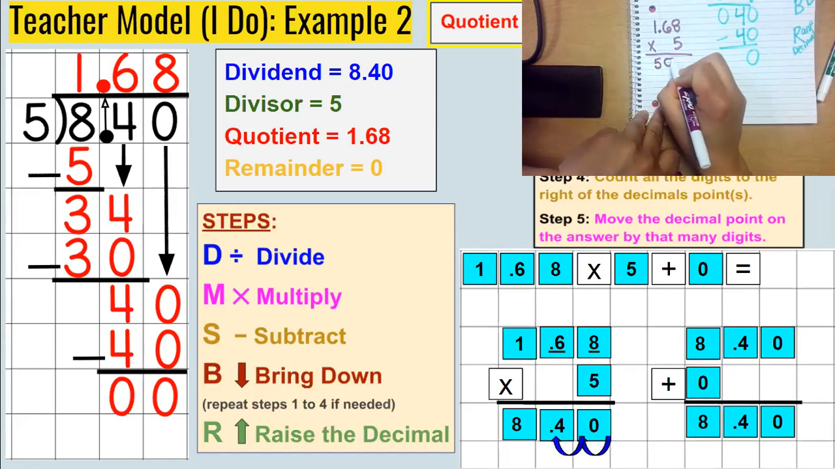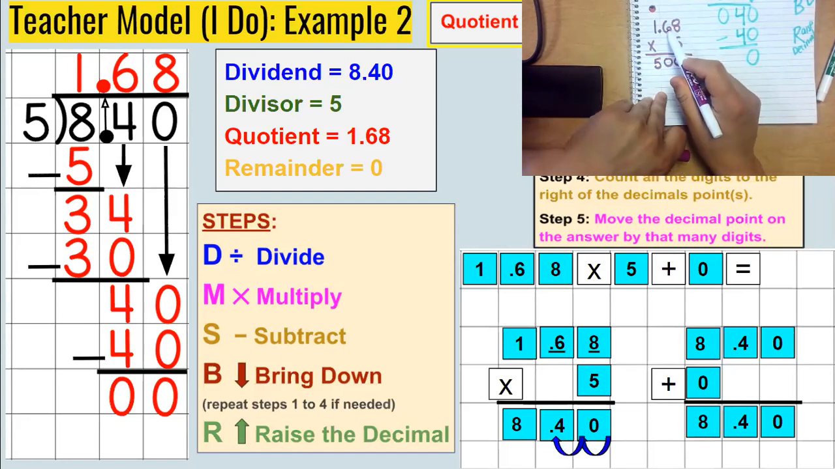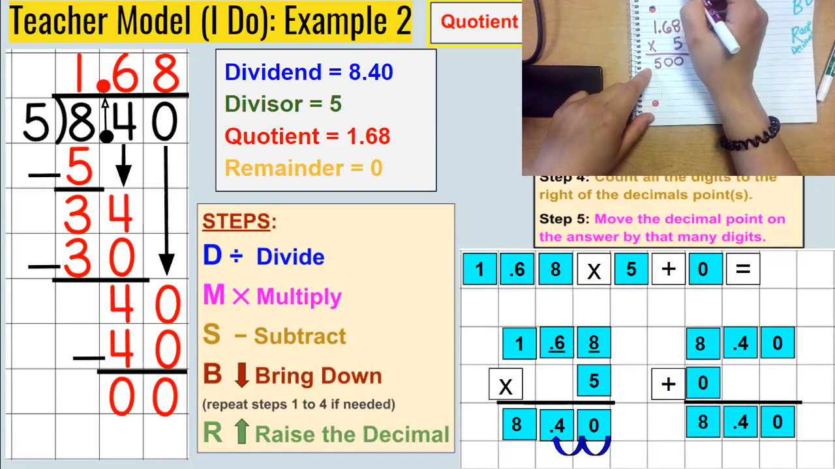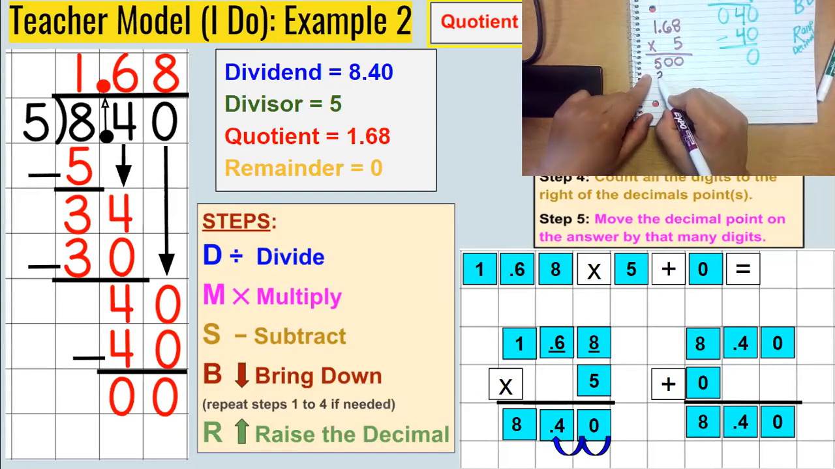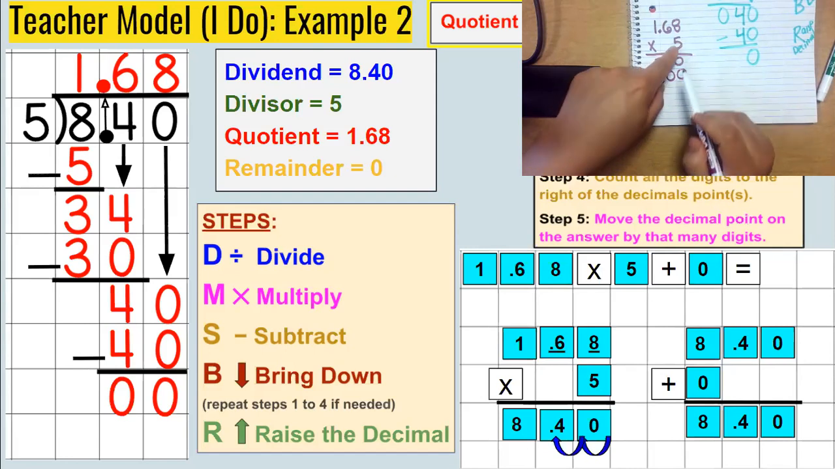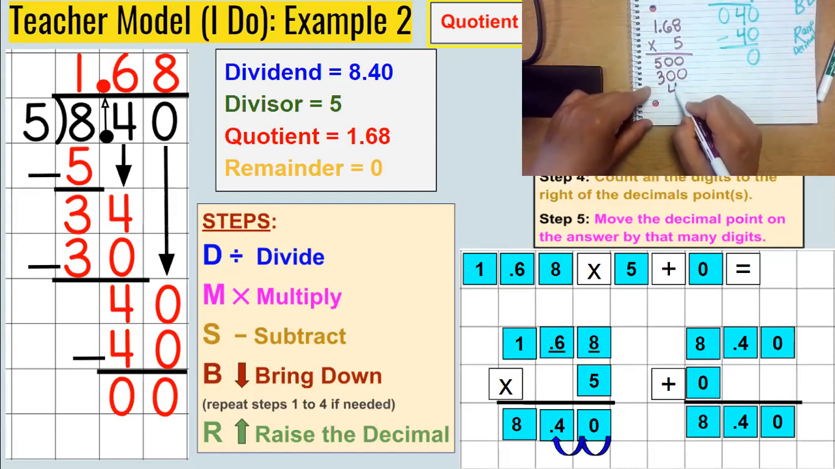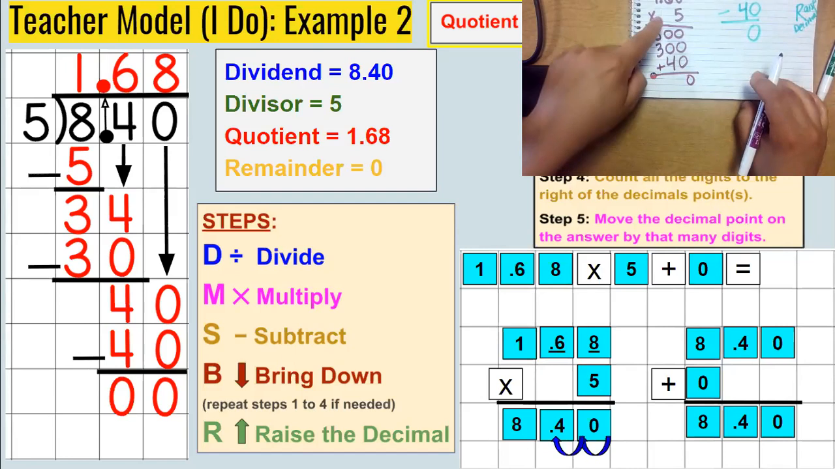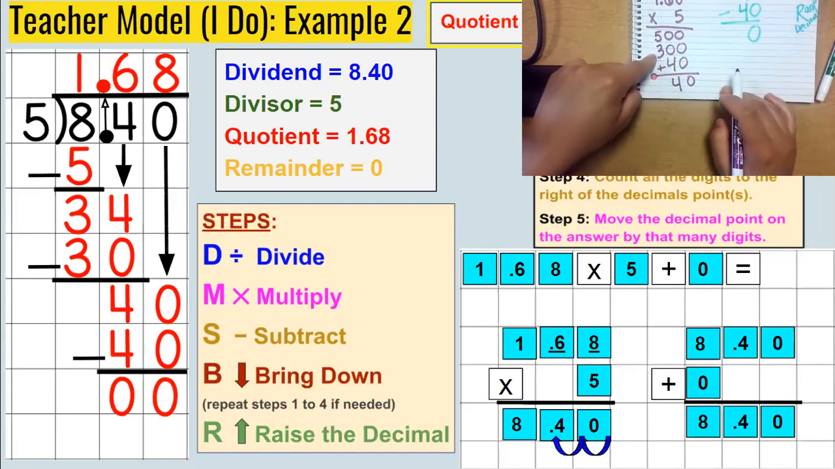100 equals 500. 5 times 60, 5 times 6 is 30, and then this other 0. So 5 times 60 is 300. And then 5 times 8, I know is 40. So 0, 4, and then 5 plus 3 is 8.